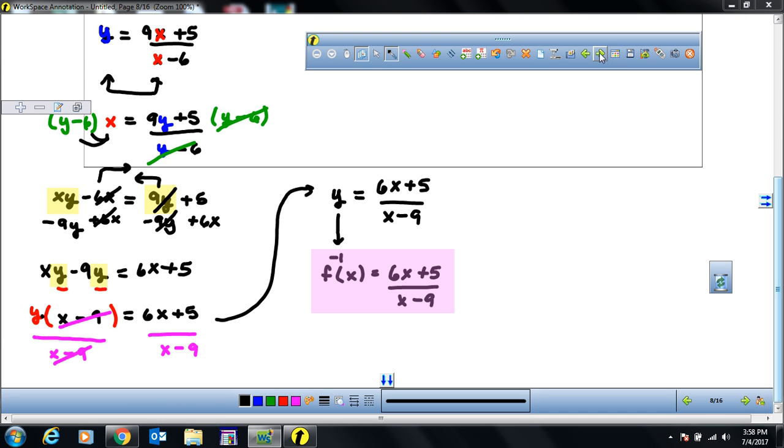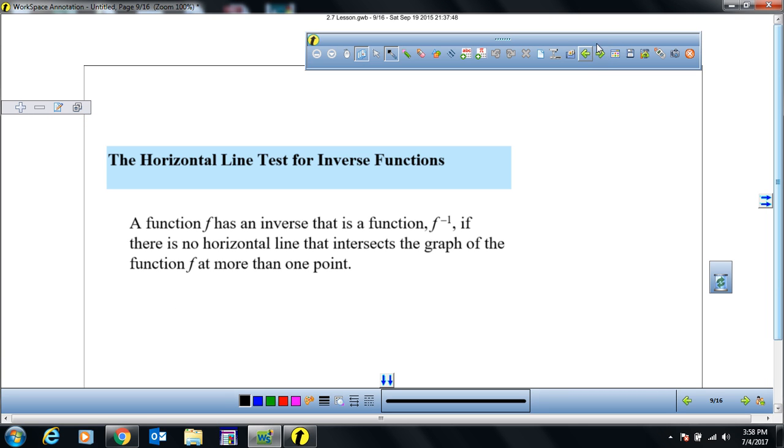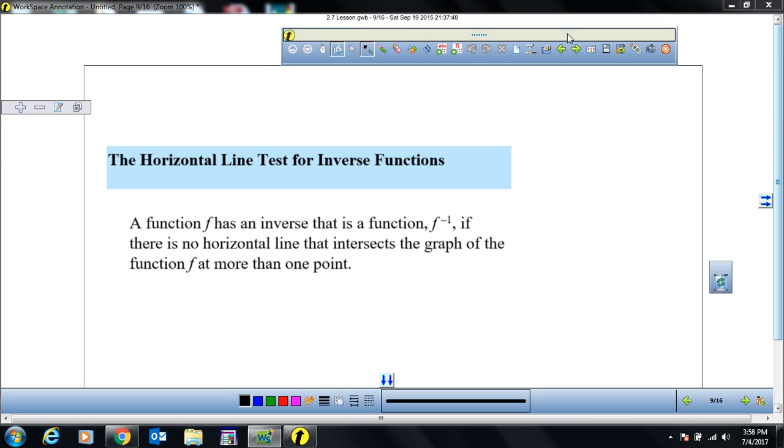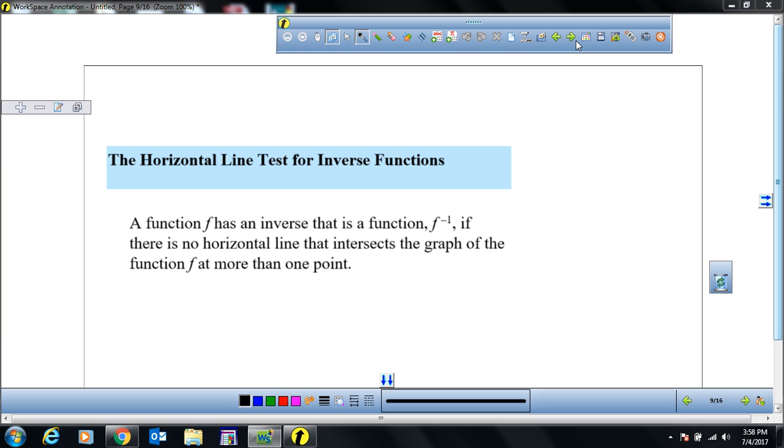Okay. Now we're going to get into a different idea. Now we're going to look at the graphs. How do we know that a function has an inverse function? This is the next idea in the section. How do we know? By using what is called the horizontal line test. When we graph a given function f of x, and I do a horizontal line test on that graph, and the horizontal line intersects the graph only one time, then that means that that function has an inverse that is also a function.